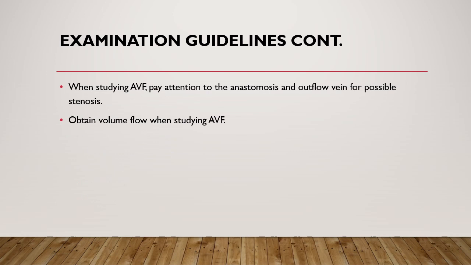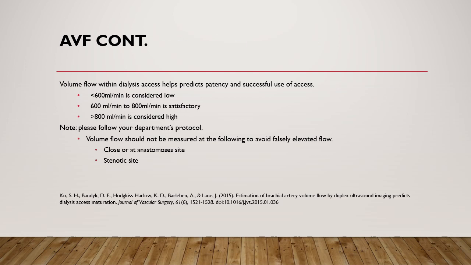When studying AVF, you want to pay attention to the anastomosis and outflow vein, also for possible stenosis. You want to obtain volume flow when studying the AVF. You want to obtain it at the proximal, mid, and at the distal segment of the AVF fistula. And below here is what a normal volume flow should be in your fistula. Volume flow within dialysis access helps predict patency and successful use of access.